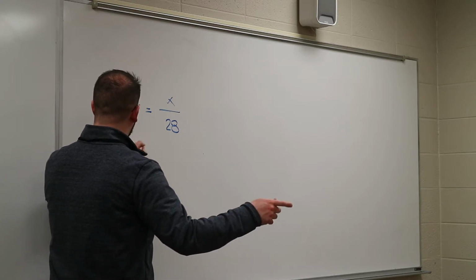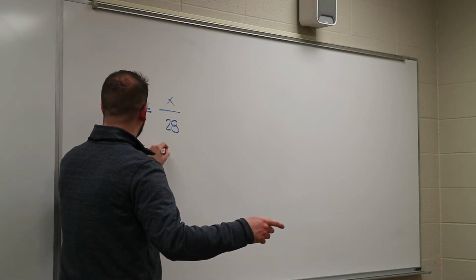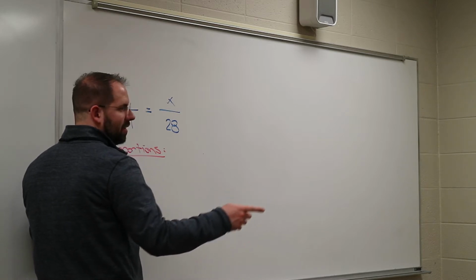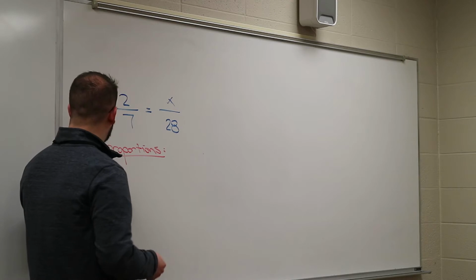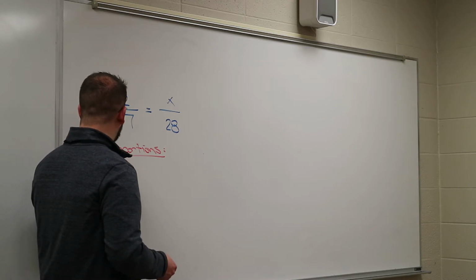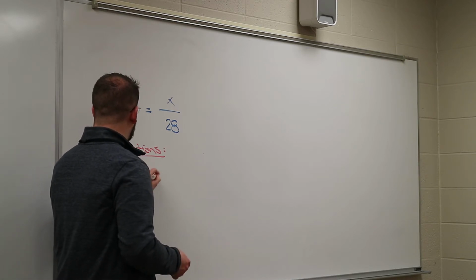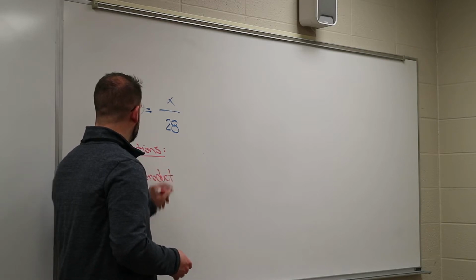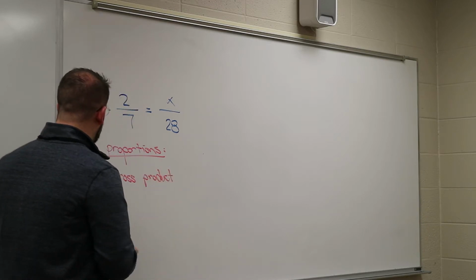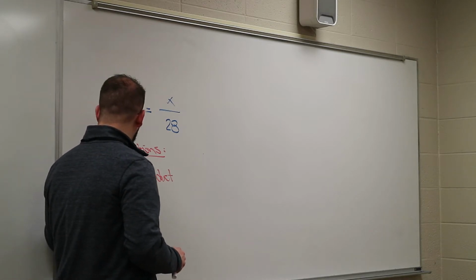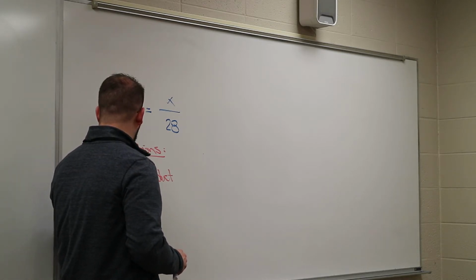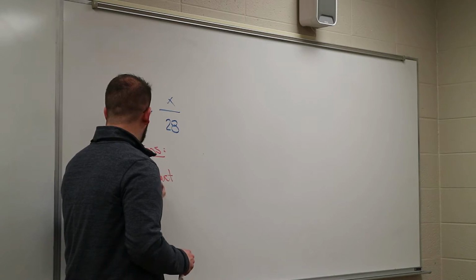I already know one. Okay, so one of the methods. What is one of the methods? Take the 7 times 28 and then divide. Good. It's called the cross product. And you're absolutely right. That's exactly how you do it. So we're going to do a cross product. That method requires you to cross multiply and divide, just like you said. So you're going to cross multiply, because that's what cross product means. Cross multiply and divide.